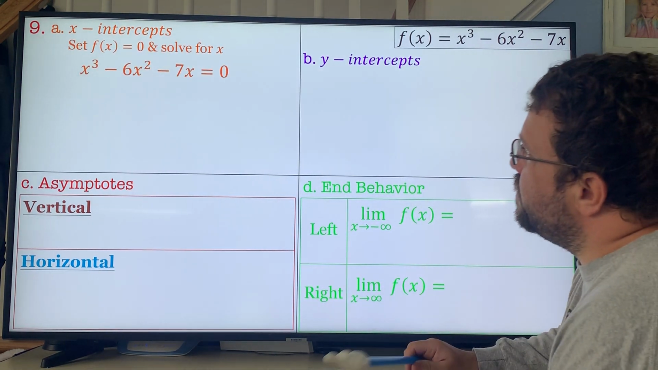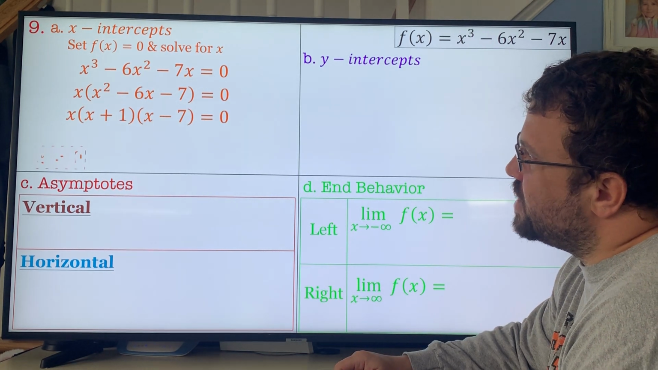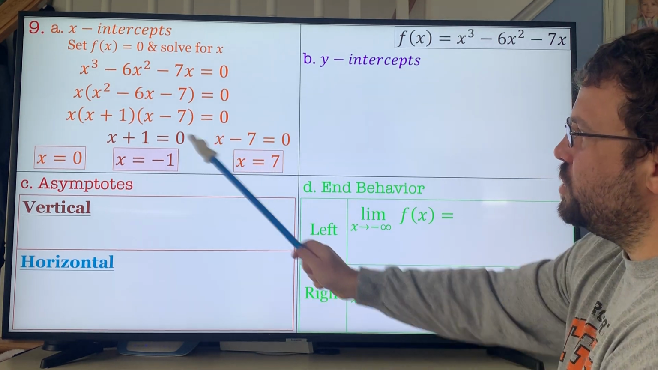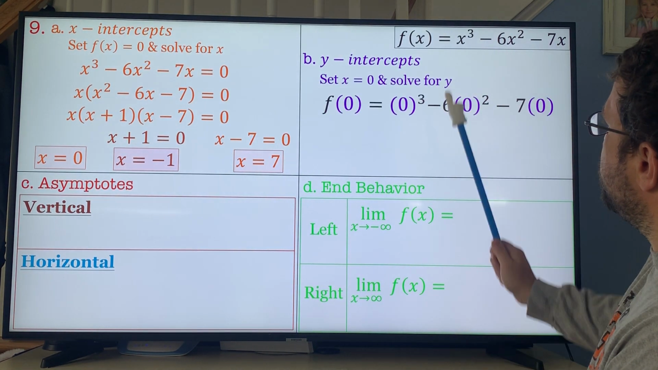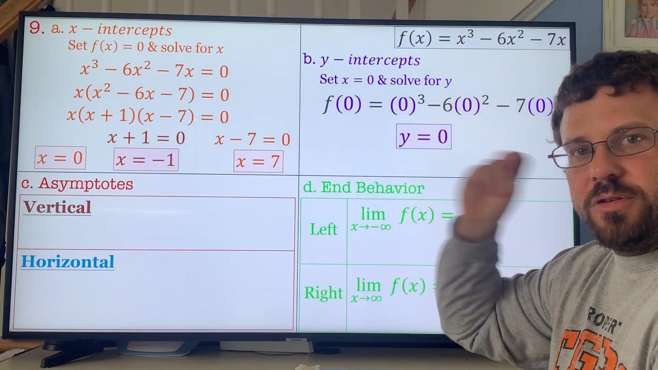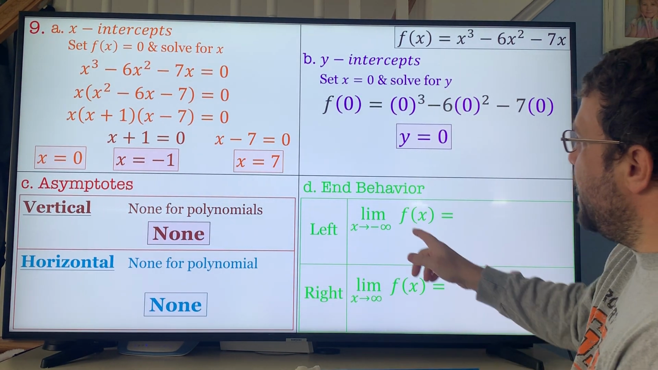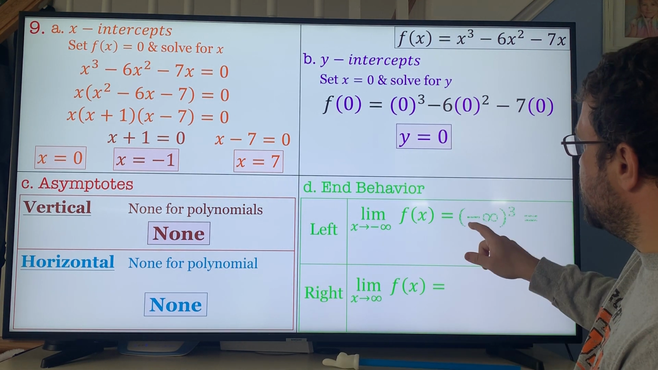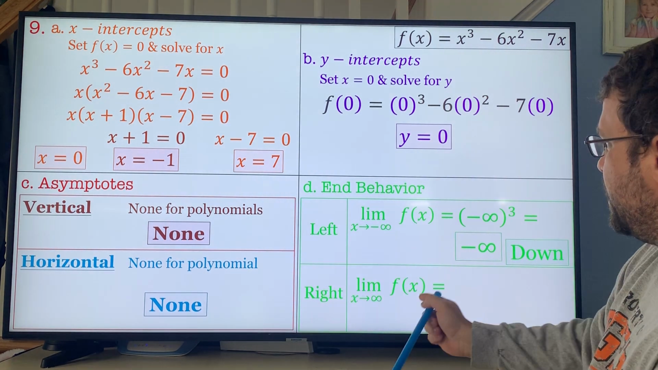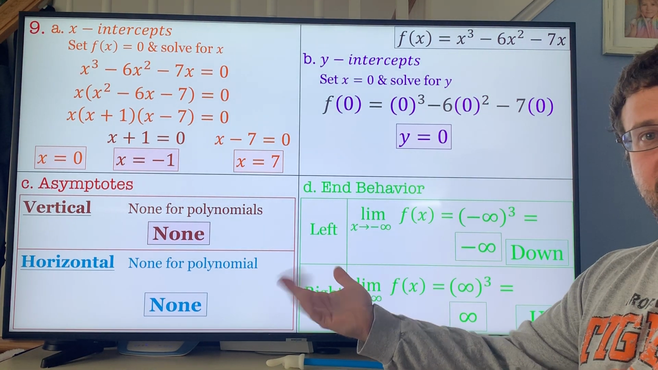X-intercepts. So you graph, take out an x, factor, x equals 0, subtract 1, x equals -1, add 7, x equals 7. 1, 2, 3, good. Y-intercept, plug in 0, y equals 0. See? Vertical, horizontal, same answer. And the answer is none. None. Good. End behavior. Take the highest degree term. X cubed. X cubed, negative to the third power is negative, means it's going down. Positive, up. Look at that. Under a minute.